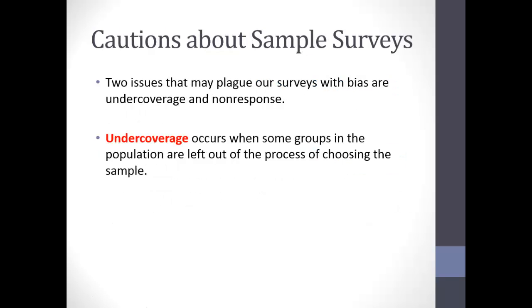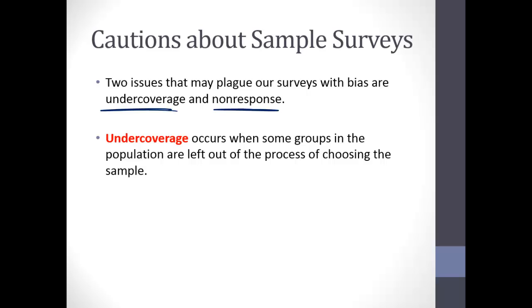So finally, we always have to finish things off with cautions, right? So we talk about bad ways of doing things, good ways, but then we also want to keep in mind other things to be aware of. So two main problems that we'll have with our surveys, as far as them being biased, are these notions of undercoverage and non-response. So again, just what it sounds like. Undercoverage will happen if some groups in my population are left out of the process of choosing that sample.